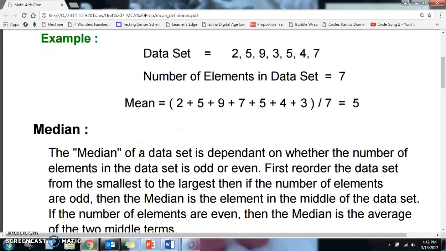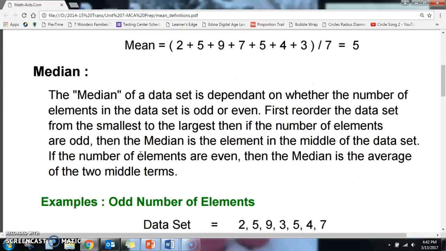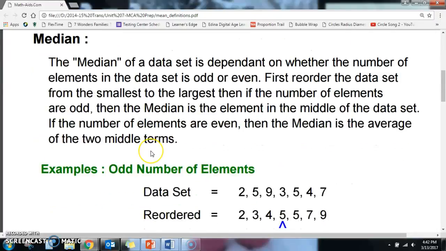Moving on to median. The median of a set of data is kind of like the middle. Okay, so we're going to use the same set of numbers right here. So 2, 5, 9, 3, 5, 4, and 7. The first thing that you want to do is put those numbers in order from least to greatest. So that's what we've done here. Okay, 2, 3, 4, 5, 5, 7, 9. Okay, they're in order from least to greatest.